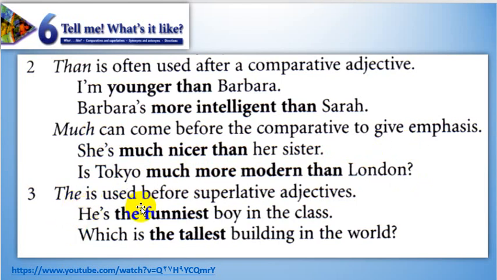The is used, as we said before, with superlative adjectives. He is the funniest boy in the class. تأتي مع صيغة التفضيل أقصى درجات المقارنة اللي تأتي EST, تأتي معها the الأكثر. Okay, which is the tallest building in the world? الأطول الأفضل. Okay, we say it in Arabic. الأكبر عمرا، الأقل حجما، الأسرع.